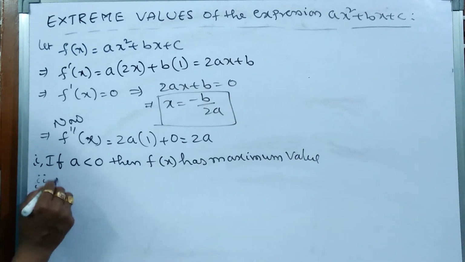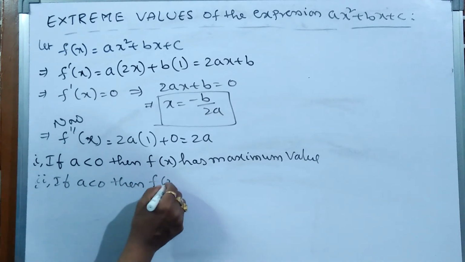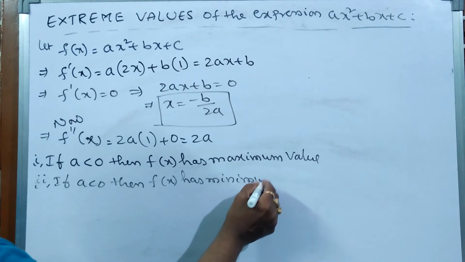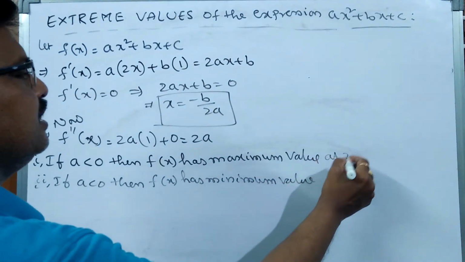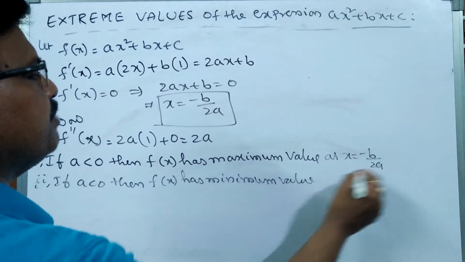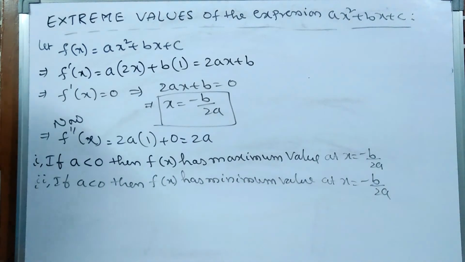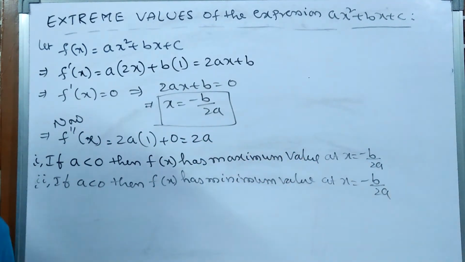And second, if a is less than 0, then f of x has minimum value. Both happen at x is equal to minus b by 2a. That means either maximum value or minimum value, both happen at x is equal to minus b by 2a.